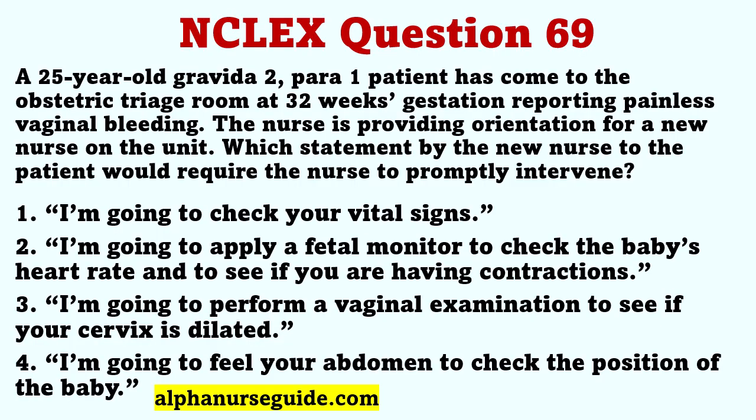A 25-year-old Gravida 2, Para 1 patient has come to the obstetric triage room at 32 weeks gestation, reporting painless vaginal bleeding. The nurse is providing orientation for a new nurse on the unit. Which statement by the new nurse to the patient would require the nurse to promptly intervene? 1. I'm going to check your vital signs. 2. I'm going to apply a fetal monitor to check the baby's heart rate and to see if you are having contractions. 3. I'm going to perform a vaginal examination to see if your cervix is dilated. 4. I'm going to feel your abdomen to check the position of the baby.